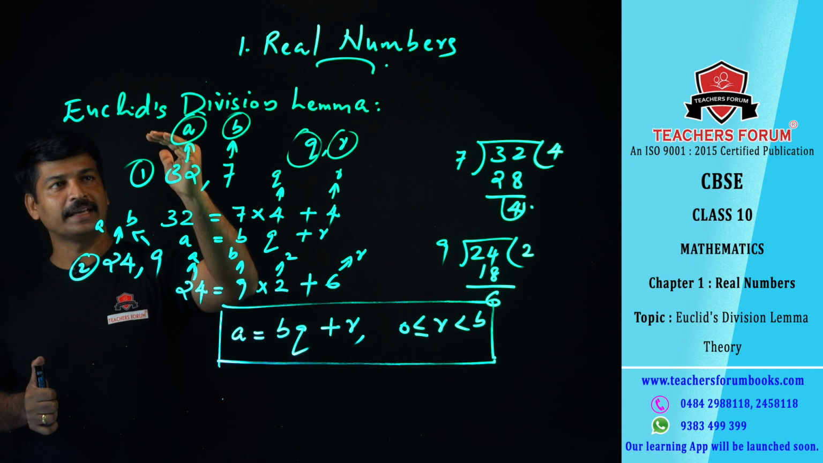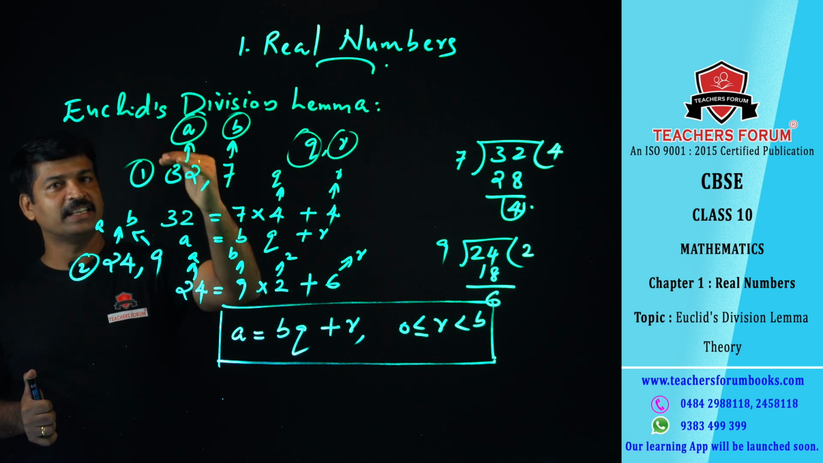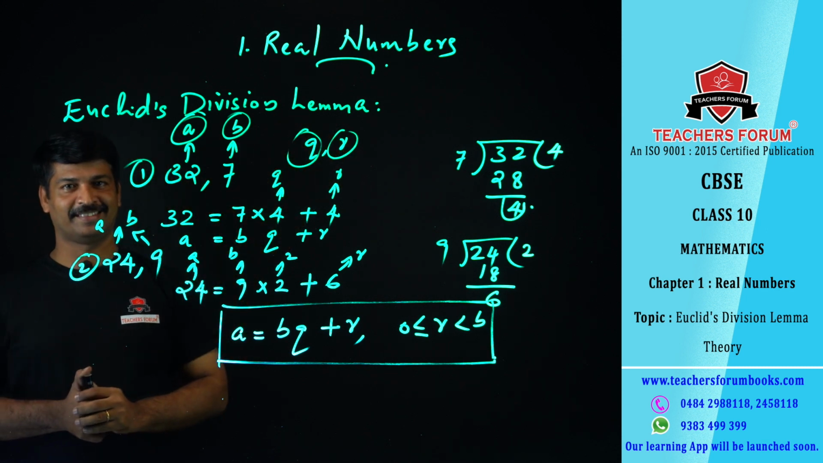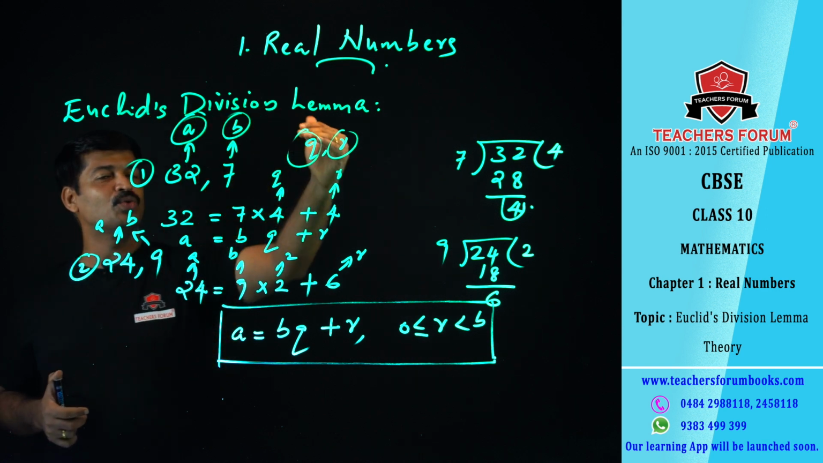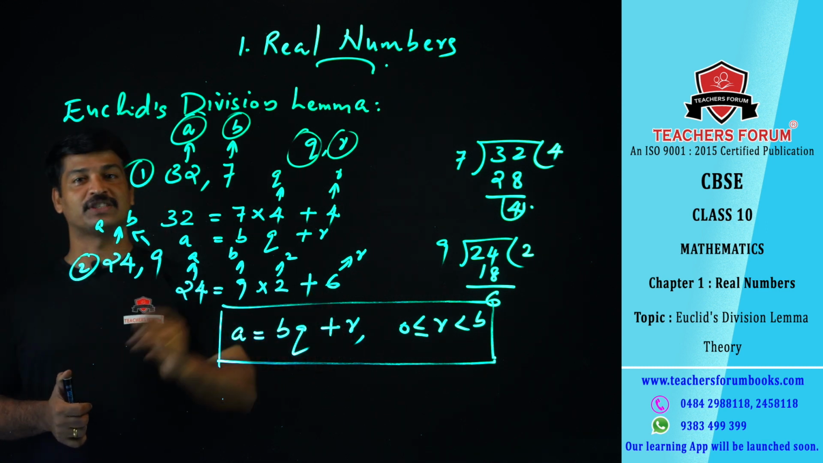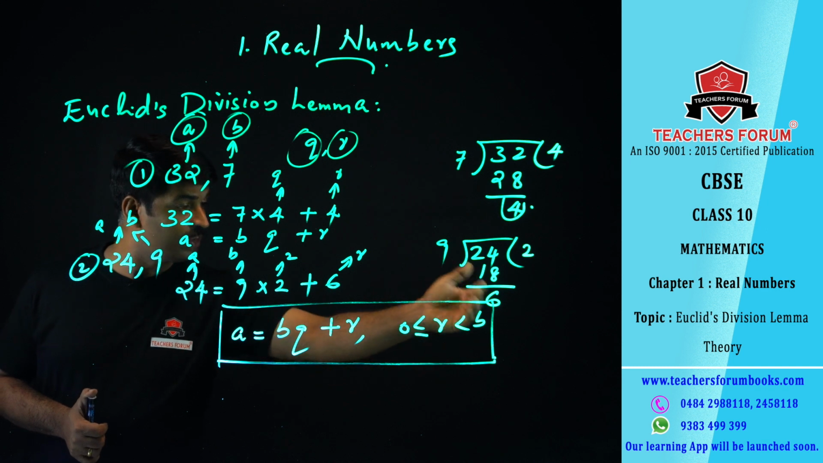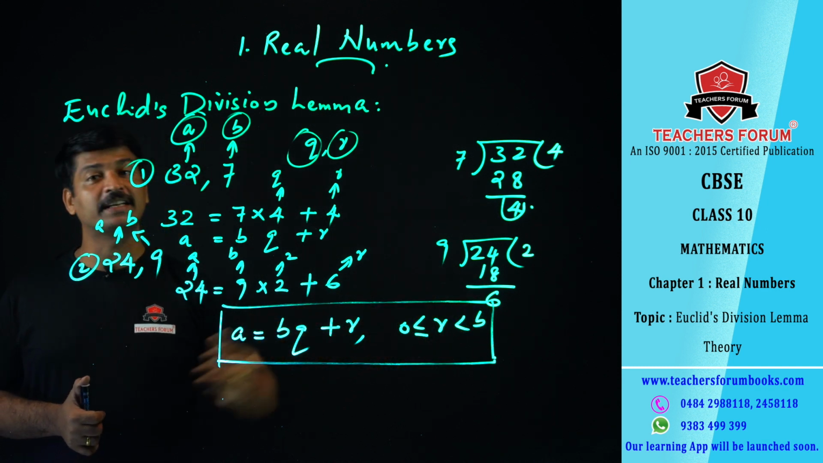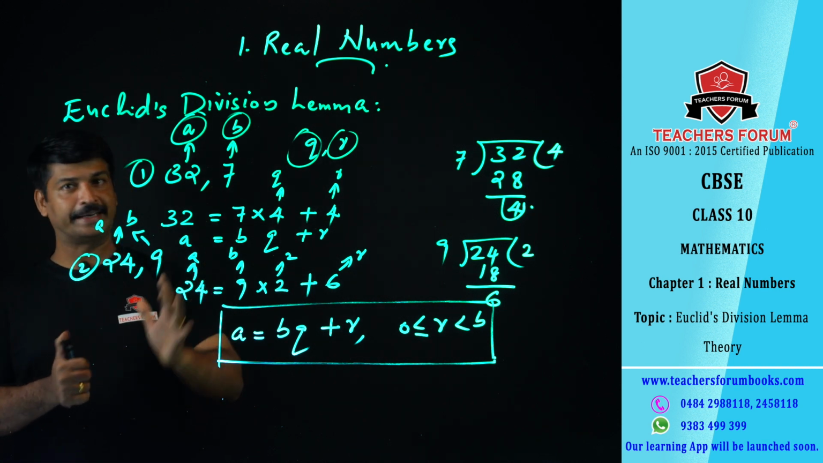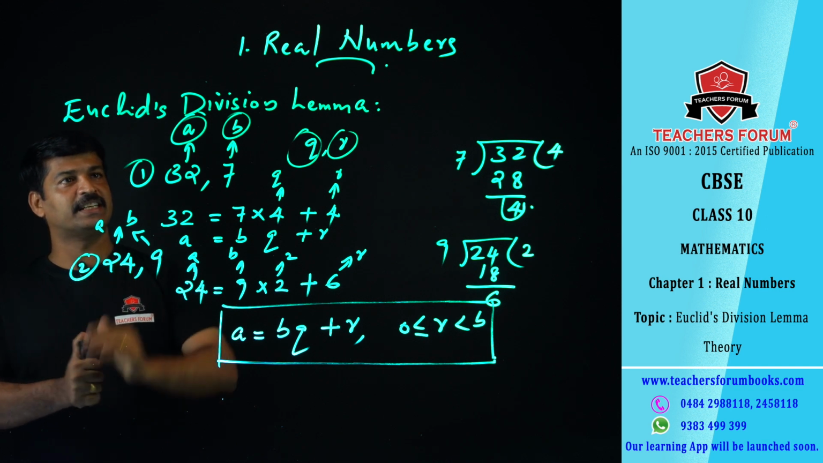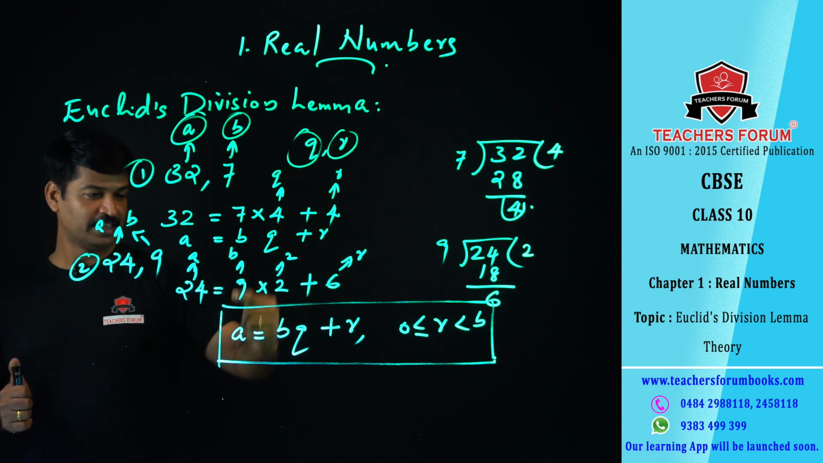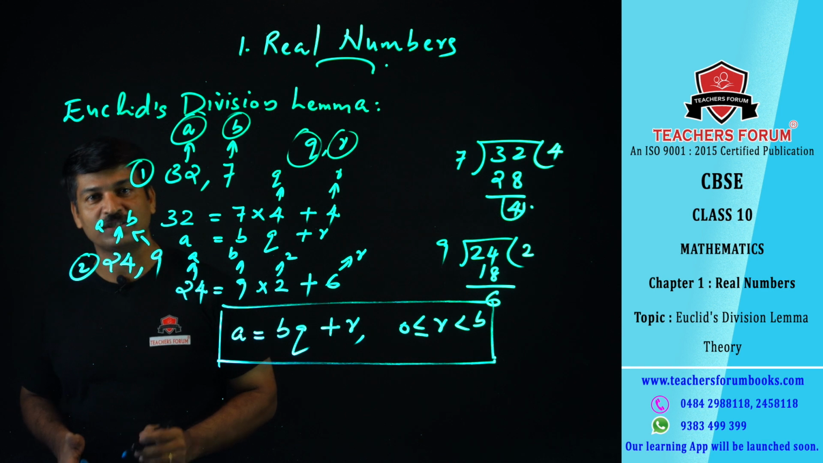If two positive integers A and B are given, there exist two unique integers Q and R, and there is a relationship between A, B, Q and R given by Euclid's division lemma, that is A is equal to BQ plus R, where R is the remainder, so it should always be less than B and greater than or equal to 0. I think it is clear. So given two positive integers A and B, there exist unique integers Q and R such that A is equal to BQ plus R.